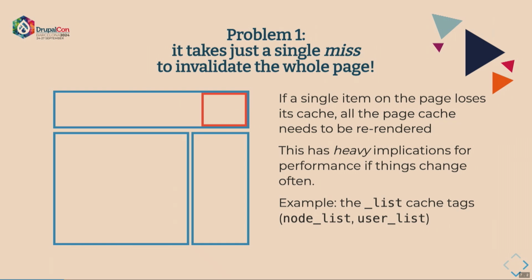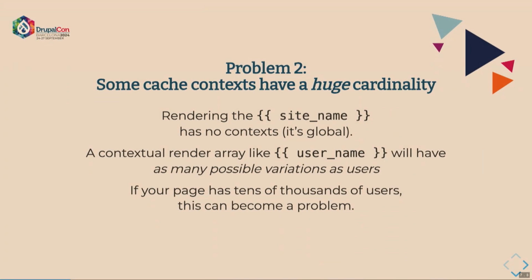A good example is the list cache tags, the node list, user list. Those are cache tags that can get invalidated a lot. For example, if you have a lot of nodes, a lot of content, if you have a content-heavy site. The second problem is that some cache contexts have a huge cardinality.